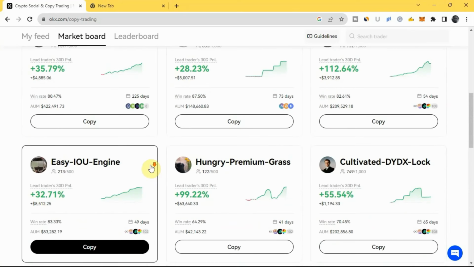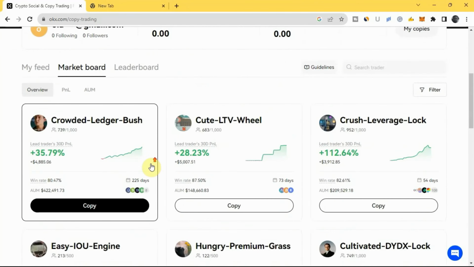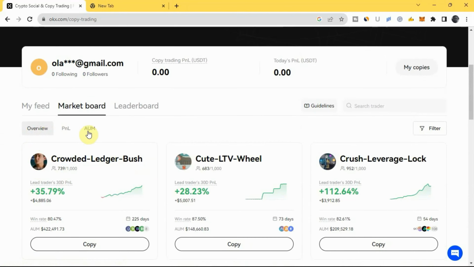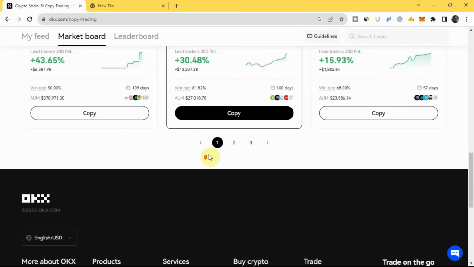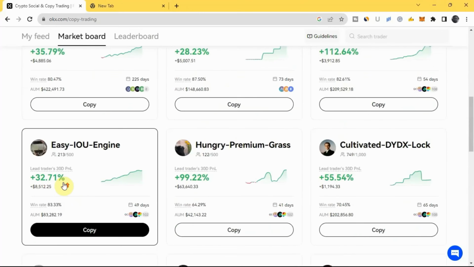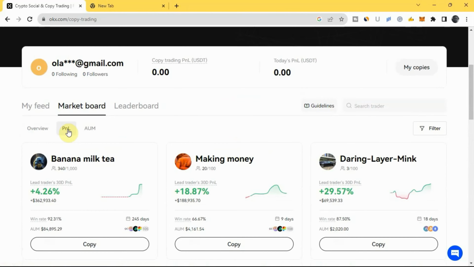And as you can see right here, this is where you can actually see the different traders you can copy on OKX. Now you can see right here where it says Overview, PNL, AUM. This is where you can see the different traders based on different categories. For the overview, this is where you can see all the traders. So if you go to 2, 3, and so on, you see all the traders right there. And if you come here to where you have P and L, this is where you can see the traders based on the profit they are making.